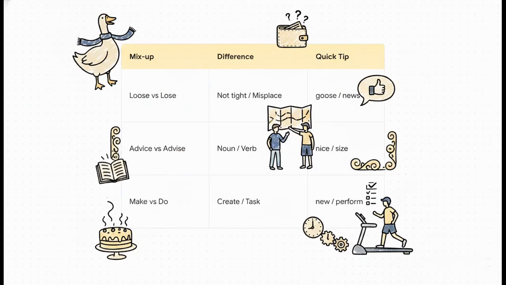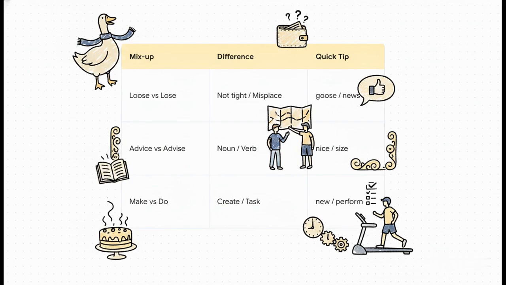And here are our final 3 mix-ups to conquer today. Confusing loose and lose. Let's treat this like a fun game with pronunciation. Loose, meaning not tight, has an S sound that rhymes with goose. Lose, meaning to misplace something, has a Z sound that rhymes with news. Goose and news. Next, advice versus advise. The noun advice rhymes with nice, while the verb advise rhymes with size.